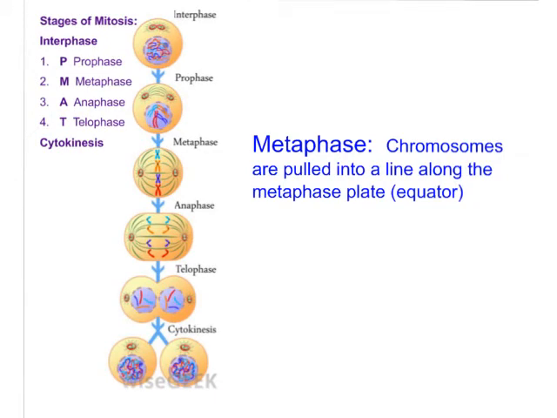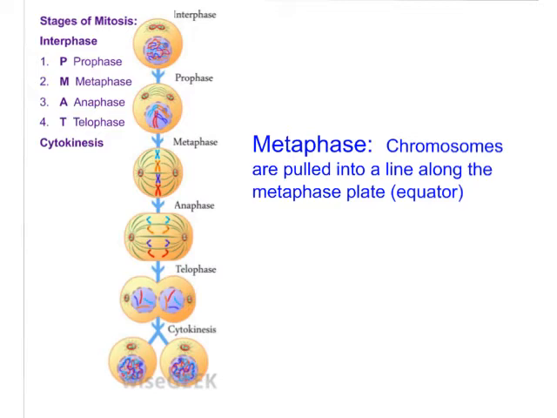In metaphase, let's come on down to this phase in mitosis. Chromosomes now are pulled into a line along what we call the metaphase plate. It's like an equator. As these two regions, these centrioles, continue to pull apart, they come to opposite poles. These spindle fibers attach to each one of the chromosomes, the duplicated chromosomes at their centromeres, and they are pulled into this line right along the equator.